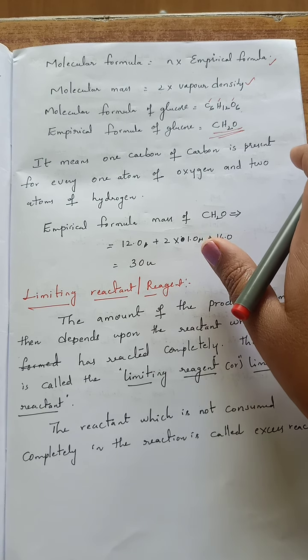If you add all the atomic masses of atoms present in a molecule, it gives the empirical formula mass of a molecule. For CH2O, empirical formula mass is atomic mass of carbon, plus atomic mass of hydrogen, and if 2 hydrogens are there, 2 into 1 we have to write, because 1 is the atomic mass of hydrogen, plus oxygen atomic mass, that is 16. After addition of all these, we will get the empirical formula mass as 30 units. This is the empirical formula mass of CH2O.